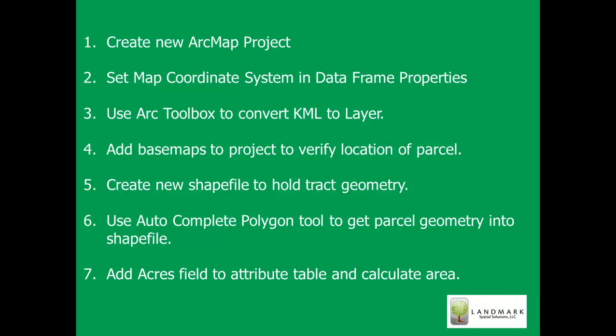to convert the KML to an actual layer file, and add base maps to the project to verify the spatial location of the parcel. Make sure it's in the right spot before we do any more work. Next thing we'll do is create a new shapefile to hold the new tract geometry. Use a special tool in there called the Complete Polygon tool to get the parcel geometry into that shapefile. And then we'll add an acres field to the attribute table and show you how to calculate acres. Okay, so let's get started.